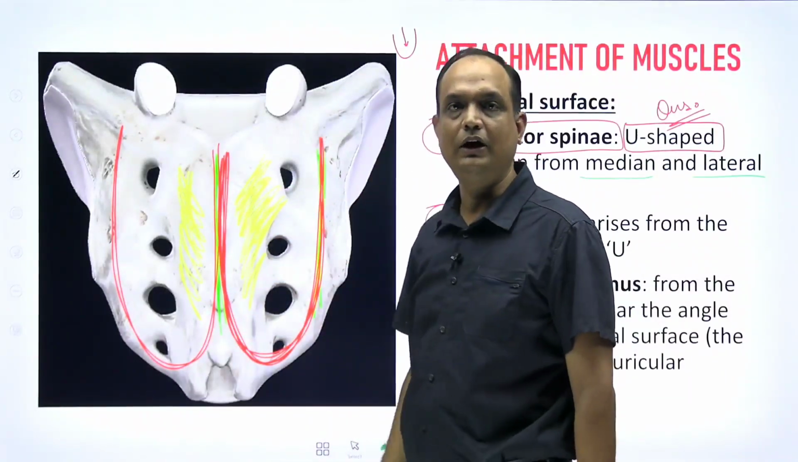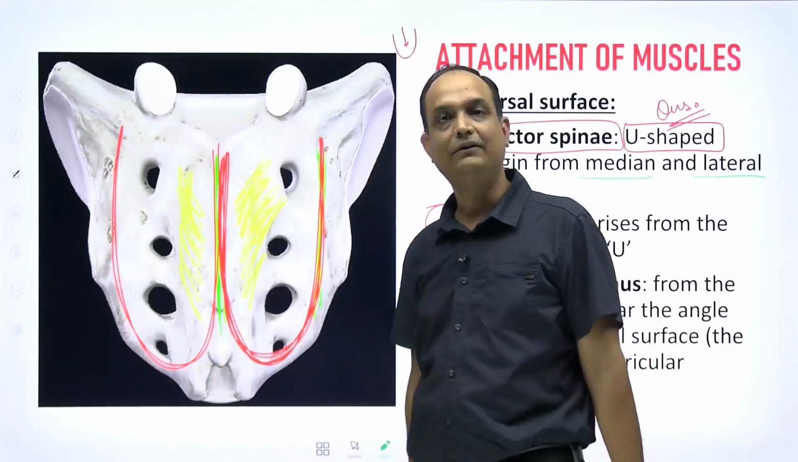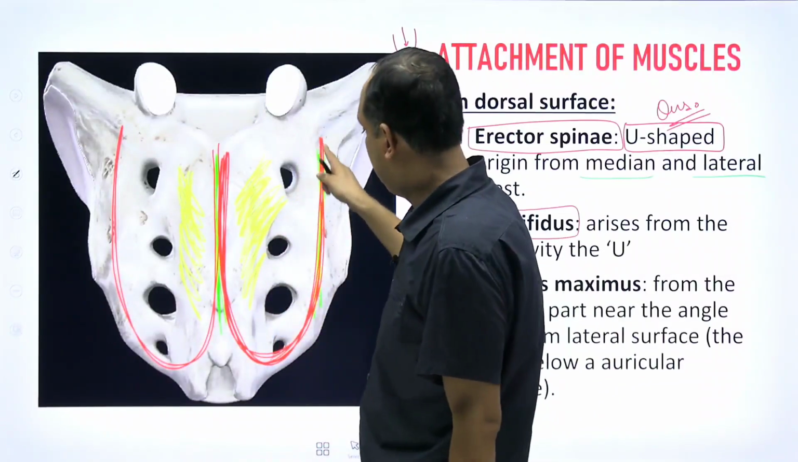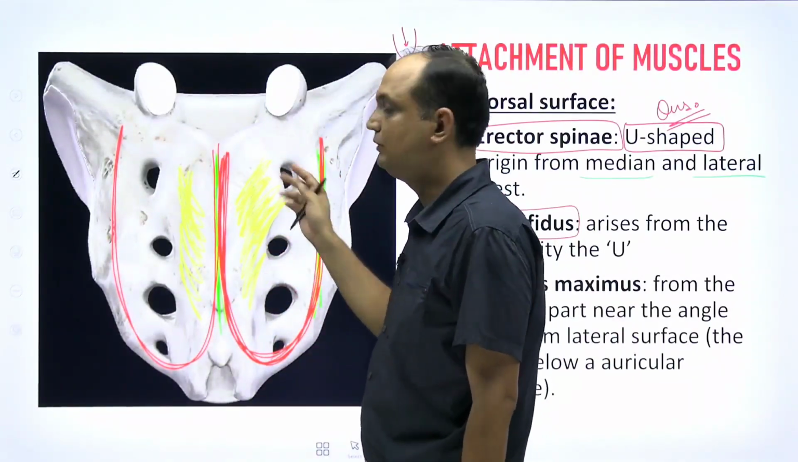So, if I am drawing the two muscles, erector spinae and multifidus, keep in mind that the U-shape origin is for the erector spinae and multifidus is occupying the concavity.